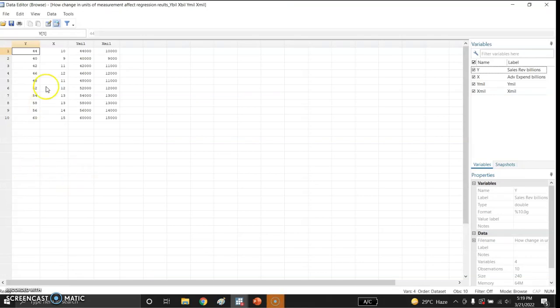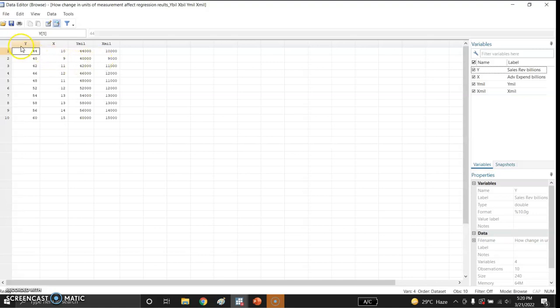There are four variables. y means sales revenues, but here we have measured these values in billions, and this is advertising expenditure, and these values are also in billions. And then here y mil shows that these values are in millions. We have multiplied this column by 1000, so we get sales revenue in millions. Similarly, we have multiplied this second column by 1000, and this gives us another column x mil, which means that x has been measured in millions.